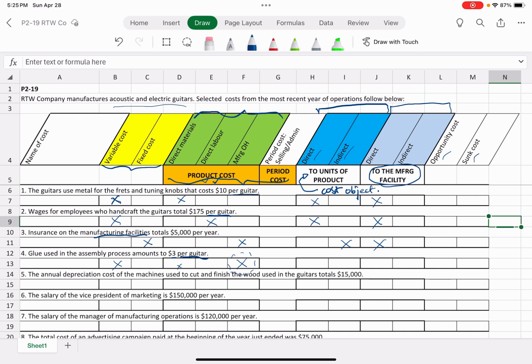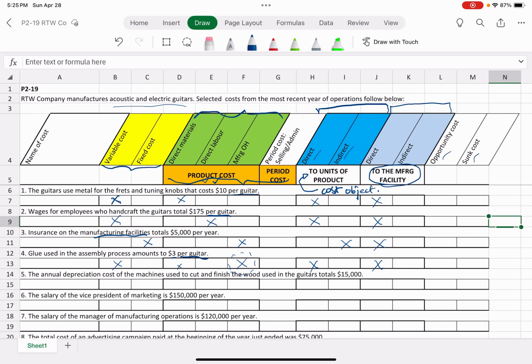Okay, let's think about the direct versus indirect nature of the cost related to the guitars. In this case, because the glue is used directly in the assembly of the guitar, we're going to call that a direct cost. And for the manufacturing facility, again, it's used in the manufacturing facility, so it's a direct cost of the manufacturing facility.